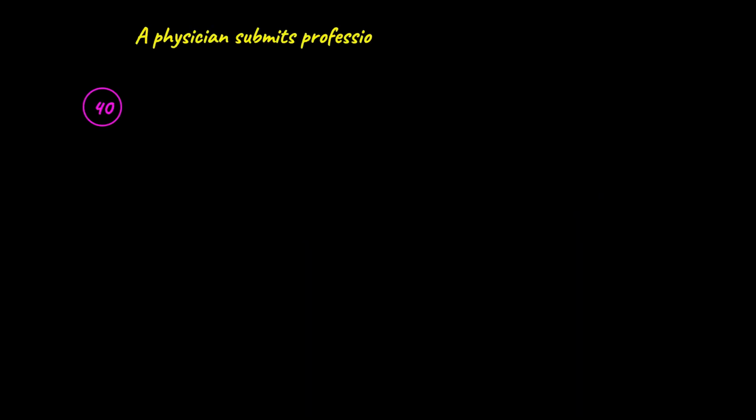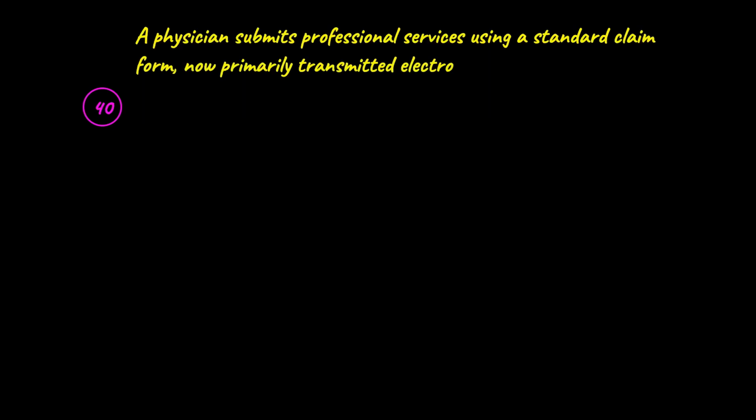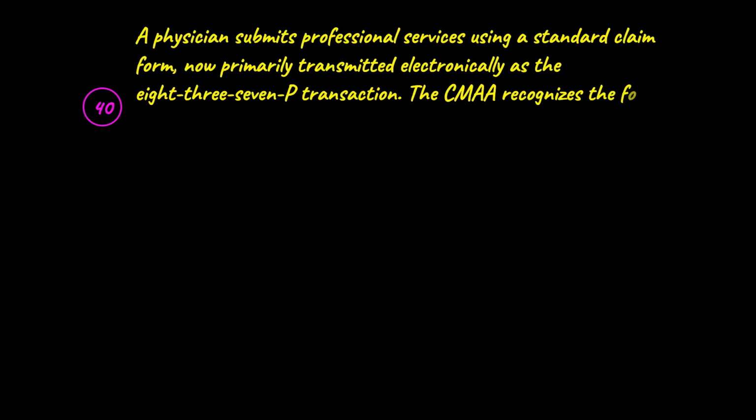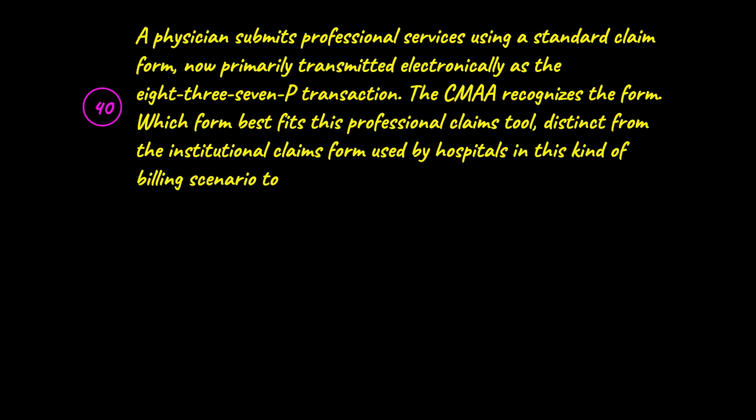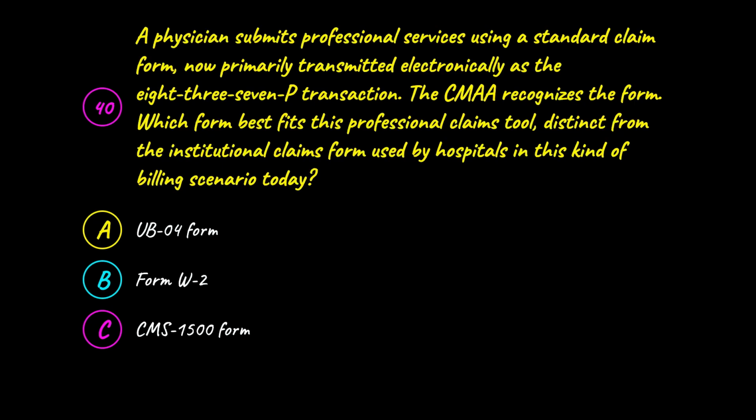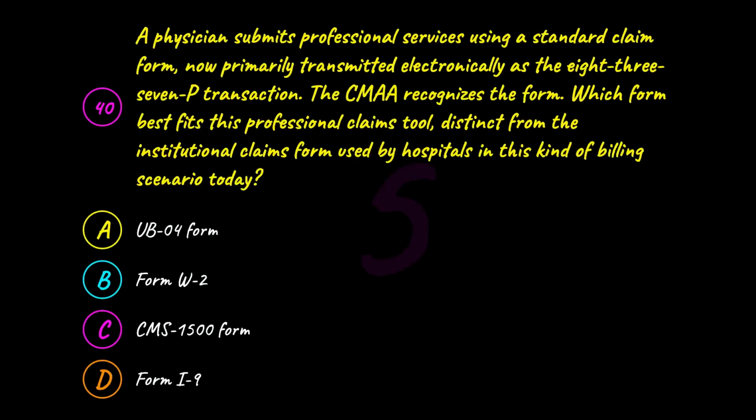Question 40. A physician submits professional services using a standard claim form, now primarily transmitted electronically as the 837P transaction. The CMAA recognizes the form. Which form best fits this professional claims tool, distinct from the institutional claims form used by hospitals in this kind of billing scenario today? Your options are A. UB4 form, B. 402, C. CMS 1500 form, D. Form 89. Got a guess? Lock it in.